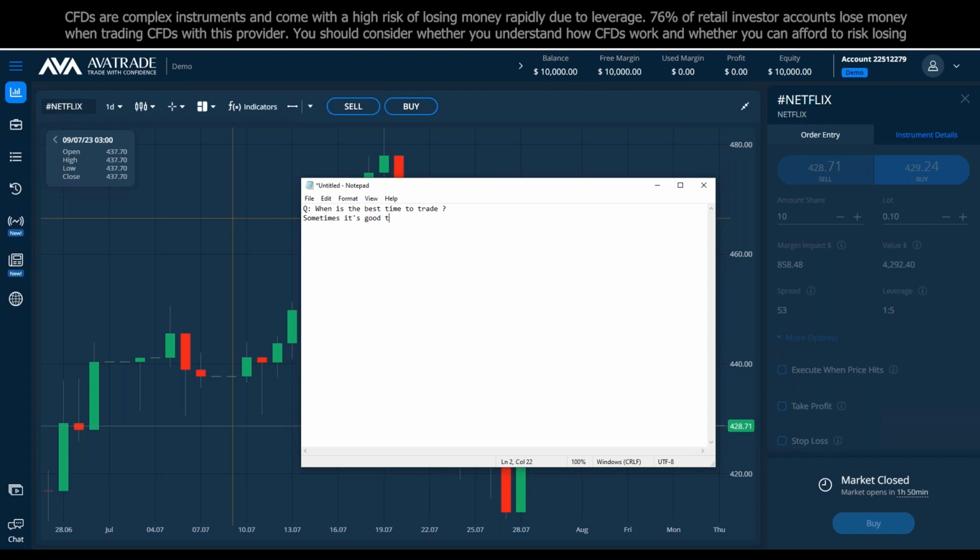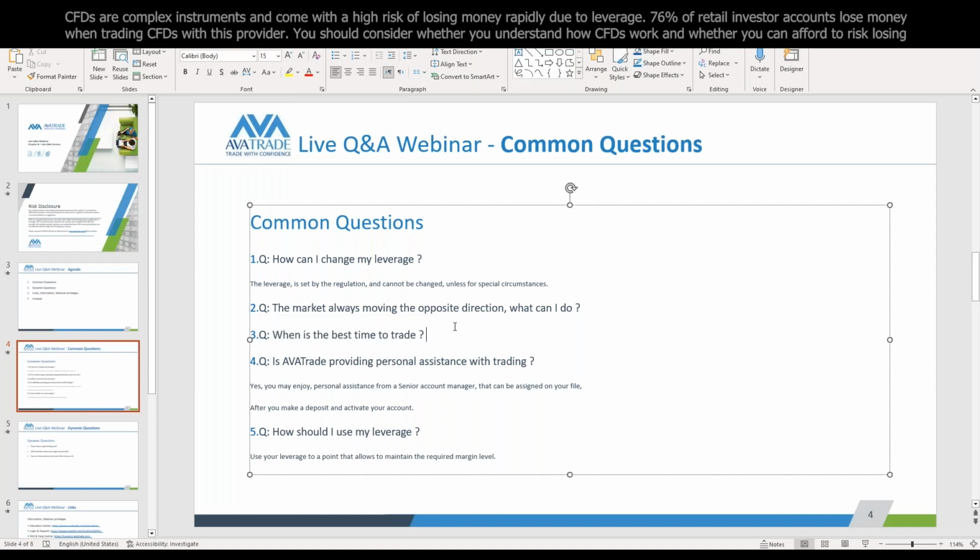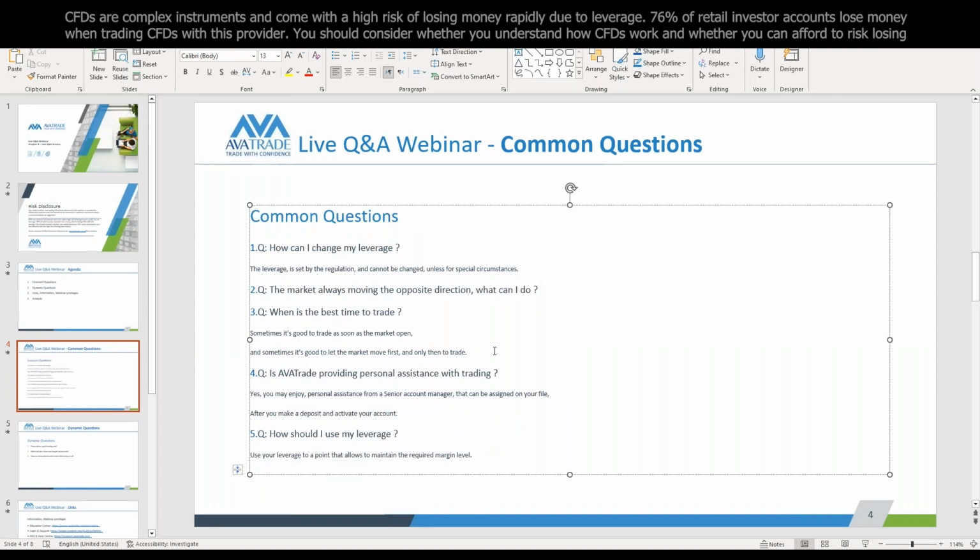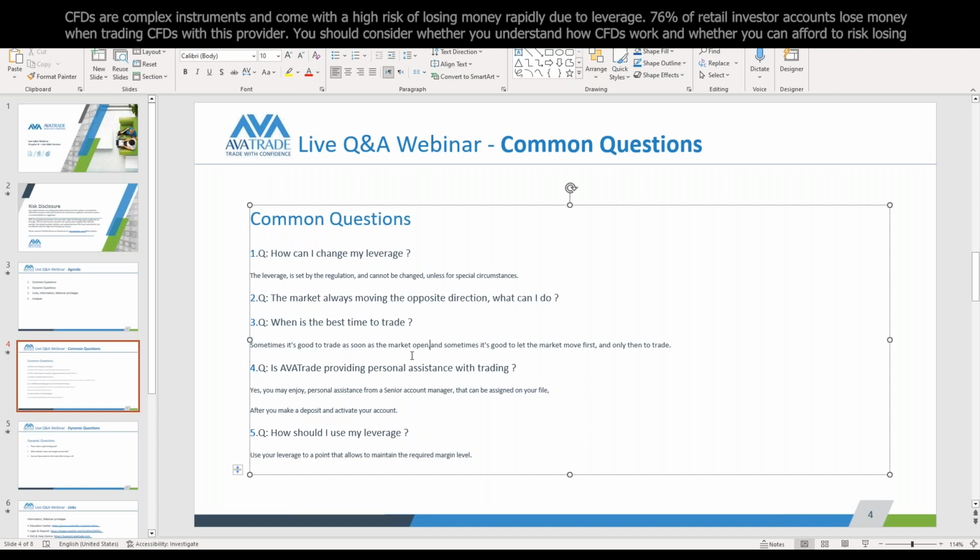Sometimes it's good to trade as soon as the market opens. And sometimes it's good to let the market move first and only then to trade. Again, you guys will have to excuse me that I don't have a defined answer for that, because there is no.